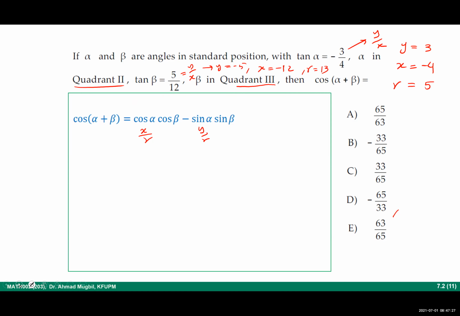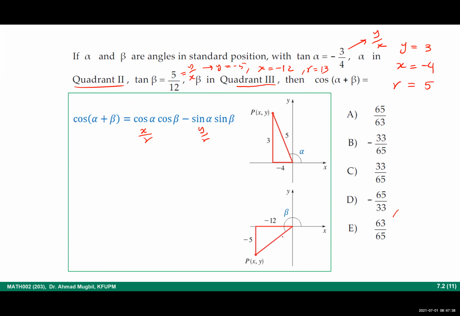Or you can sketch the graphs, you can sketch the triangles. This is the triangle of alpha in the second quadrant; find the remaining part. You can do the same for beta. Beta is in the third quadrant. This is -12, this is -5, and you can find the horizontal. But I prefer this way, because by using x, y and r you will not forget the negative and positive signs. I think it is more guaranteed than using the triangles. If you use the triangle, draw it in the right quadrant.